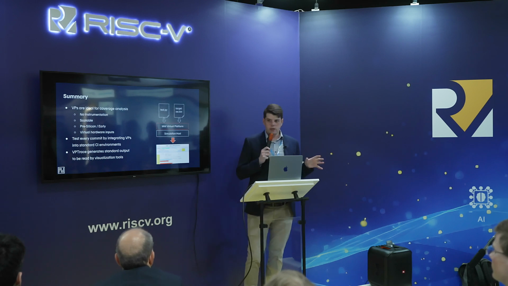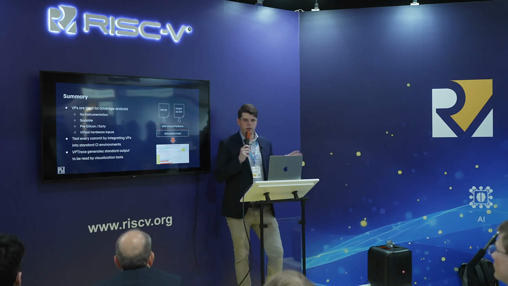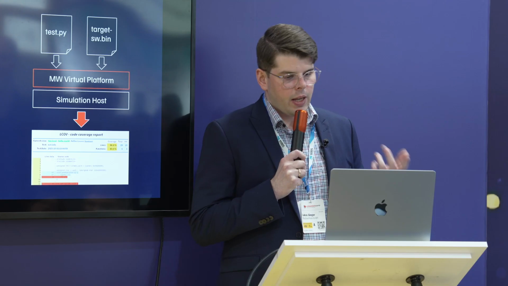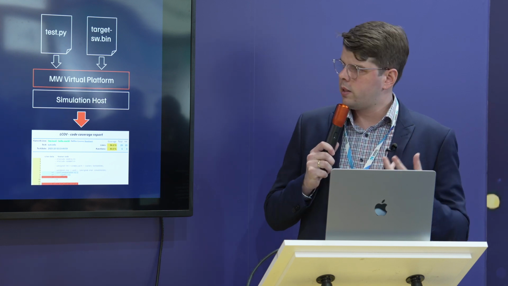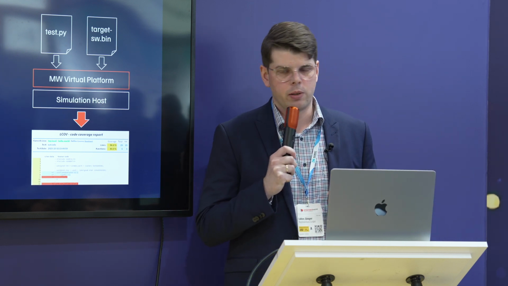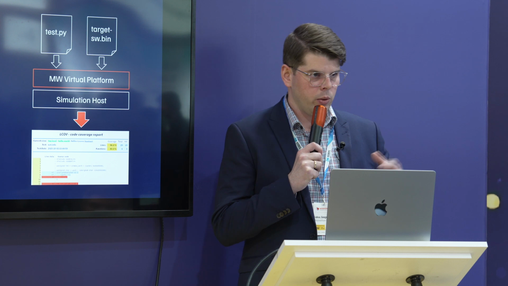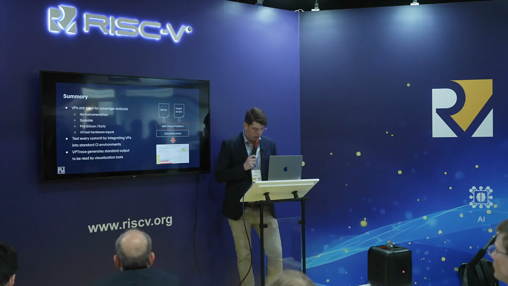You can do it pre-silicon, so you can do it entirely without the hardware, and you can start this code coverage analysis even before you have hardware available. And you can take into account inputs from your virtual hardware like I showed in the Ethernet case. As I said, you can integrate the entire simulation solution into a continuous integration system like Jenkins or GitLab CI, and then get these tests running on every single commit that you make on your software. And also our tool generates a standard output. The generation gives you in the end a standard report that you also get when you use other coverage tools. So that would be it from my side.